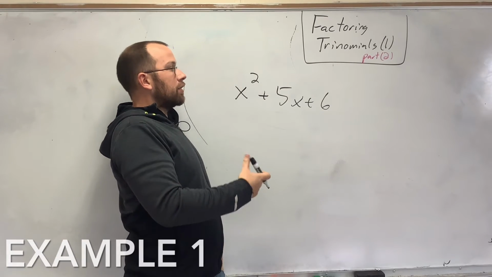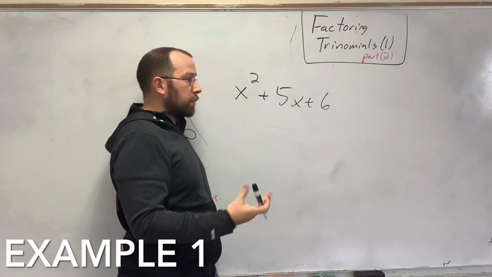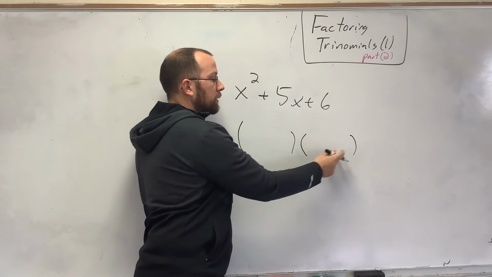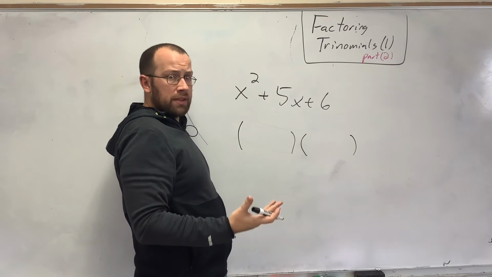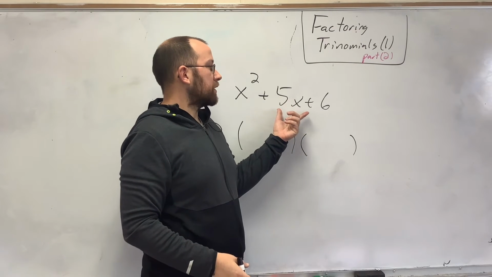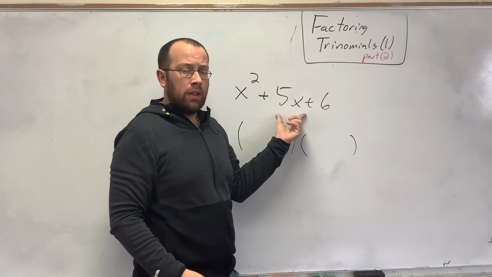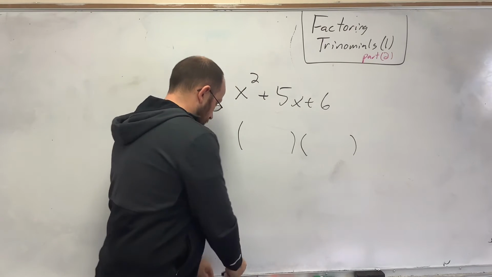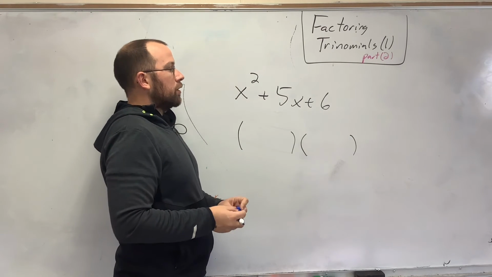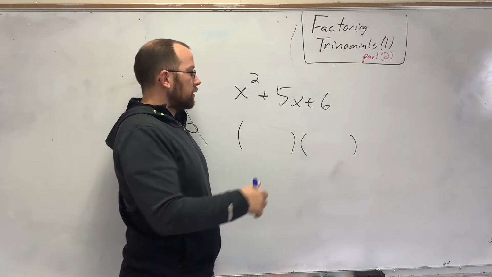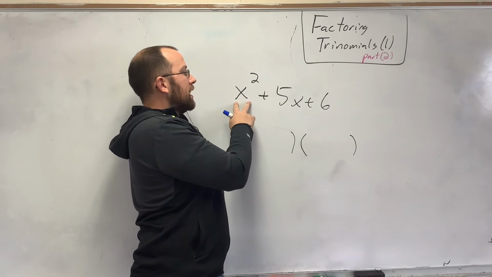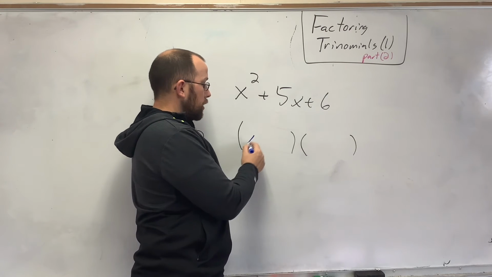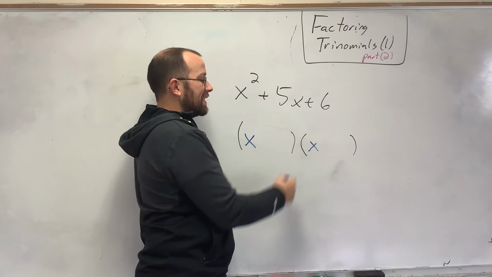Here's how we factor. This is just reverse FOILing. I'm going to show you the way I do it. Right below it, I always put my two sets of parentheses. Factoring is taking a trinomial and turning it into two binomials. How I figure this out is I have to figure out what times what will give me x squared. The only two things that I'll multiply together to get x squared is x and x.